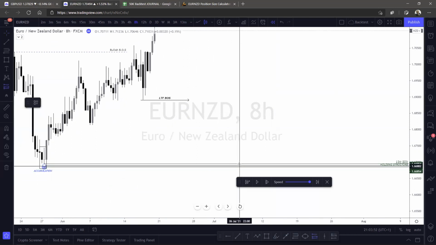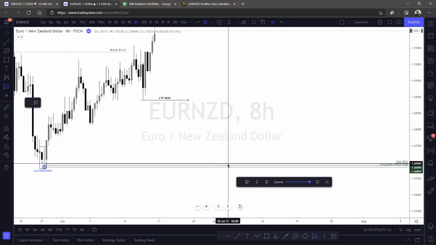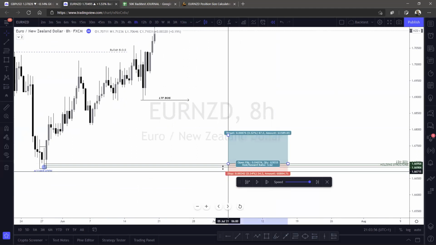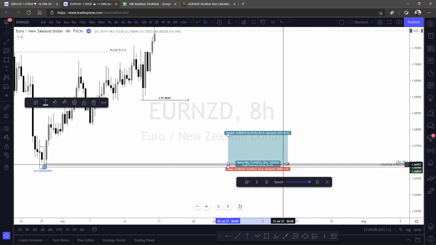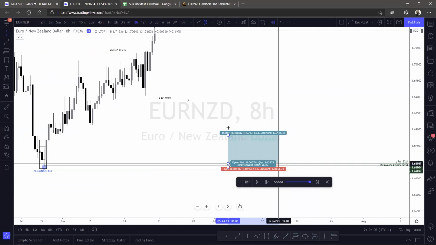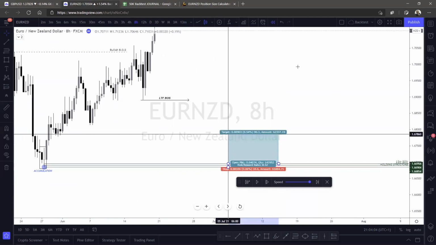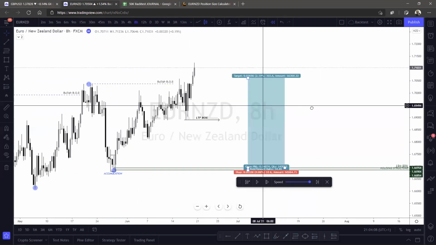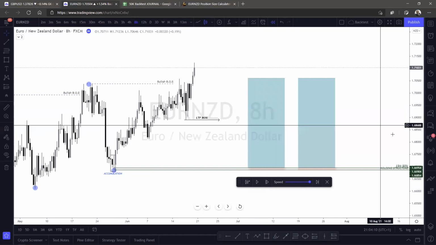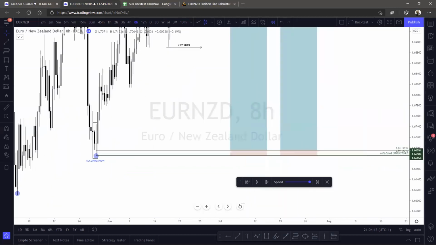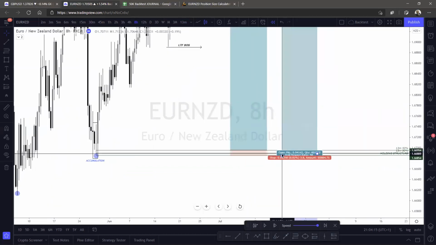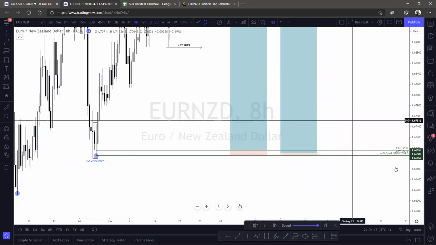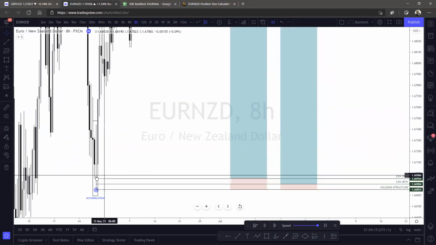Okay, so we're going to split the risk. We're going to put one at the 50%. So there's going to be 12 and a half, 50%. And then we're going to put another one at the 80%. Now let me just check.